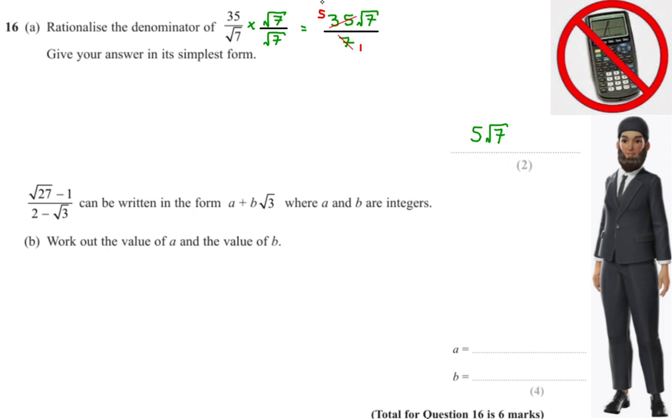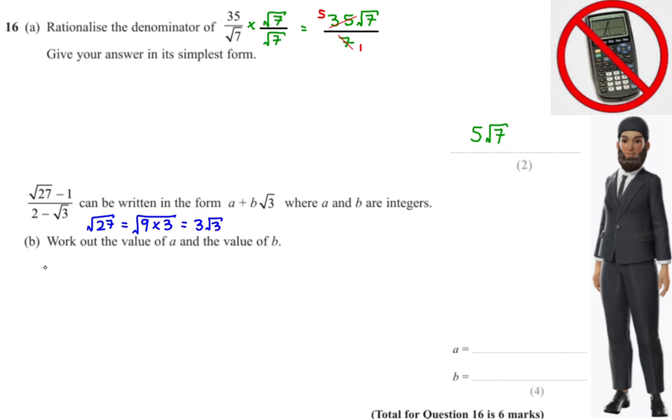Okay, now the next question, part B. It says root 27 minus 1, all over 2 minus root 3, can be written in the form a plus b root 3, where a and b are integers. Work out the values of a and b. First, I want to make a recognition that root 27 can be written as root of 9 times 3, and that's no different from writing 3 root 3, because the square root of 9 is 3, and you're left with root 3. So 3 root 3.